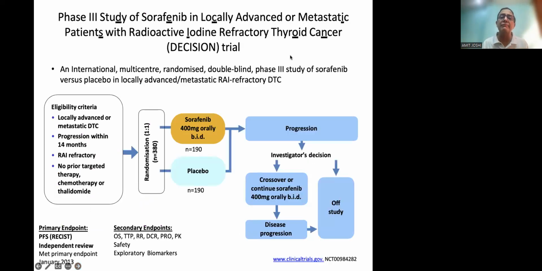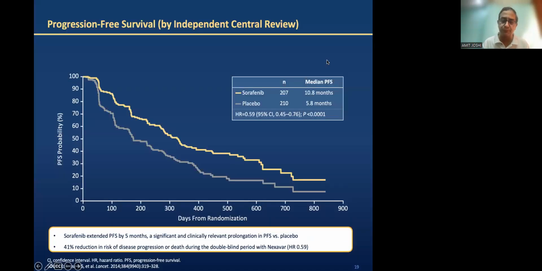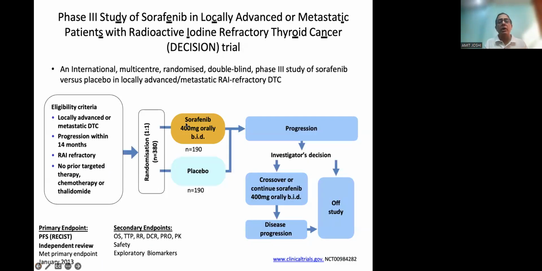This was the first landmark study in the management of radioiodine refractory thyroid cancer. This is what we call the DECISION trial. In an oncology setting, whenever we come with a proposal of a new drug, that has to be tested in a randomized way, and the best randomized way is in a phase 3 setting. If we come with data of any drug which seems to be working in phase 1 or phase 2, the ultimate test is whether it stood the test of time in a randomized phase 3 trial.